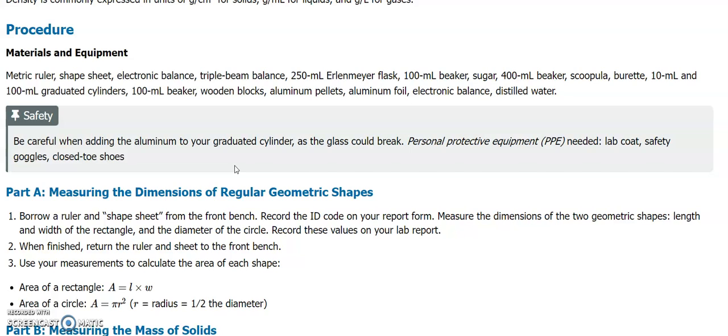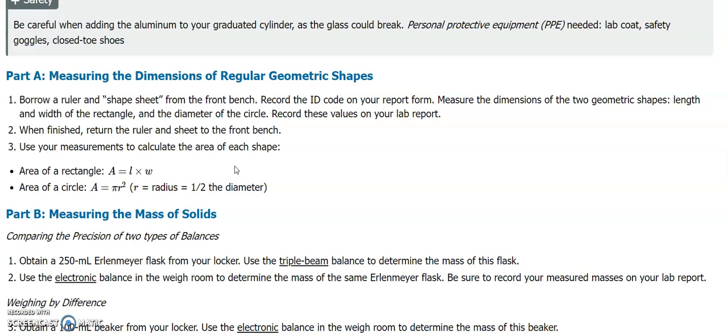For safety, be careful when adding the aluminum to your graduated cylinder, as the glass could break. Personal protective equipment (PPE) needed: lab coat, safety goggles, closed-toe shoes.